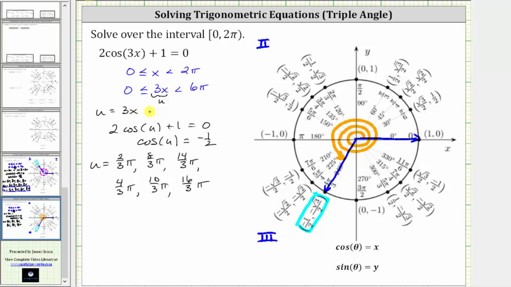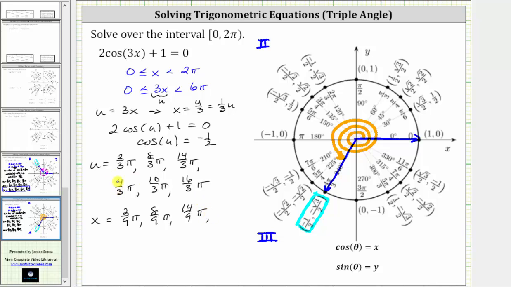So if u is equal to 3x and we need to solve for x, we would divide u by 3, which gives us x equals u divided by 3, or 1/3 u, which means to find x, we need to multiply all 6 of these angles by 1/3. So 1/3 times 2/3 pi radians is equal to 2/9 pi radians. 1/3 times 8/3 pi radians is 8/9 pi radians. 1/3 times 14/3 pi radians is 14/9 pi radians.